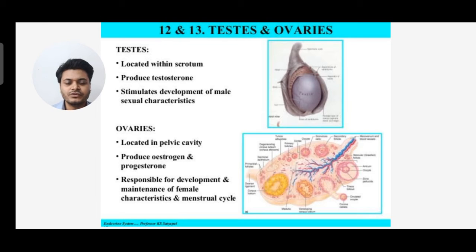Testes are present in males, and the ovaries are located in the pelvic cavity. They produce two hormones, estrogen and progesterone, and they are responsible for the development and maintenance of female sexual characteristics and the menstrual cycle. So testis produces testosterone, and ovary produces estrogen and progesterone. One pair of testes is found in males, and ovaries are found in females.